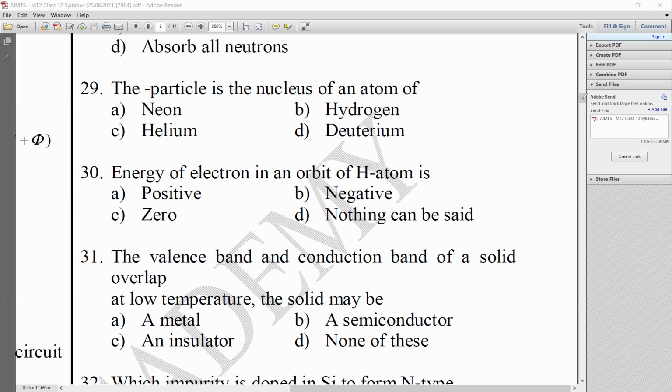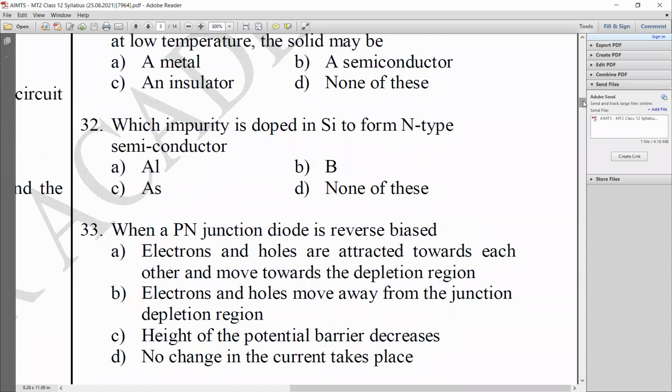Question number 32. Which impurity is doped in silicon to form N-type semiconductors? To form N-type semiconductors, I should dope with an impurity which has more electrons, right? So obviously it should be C.